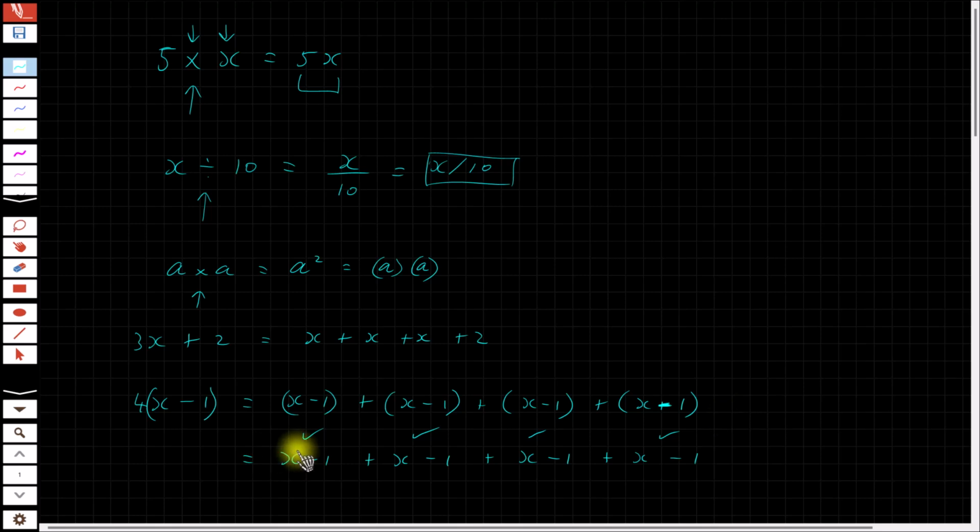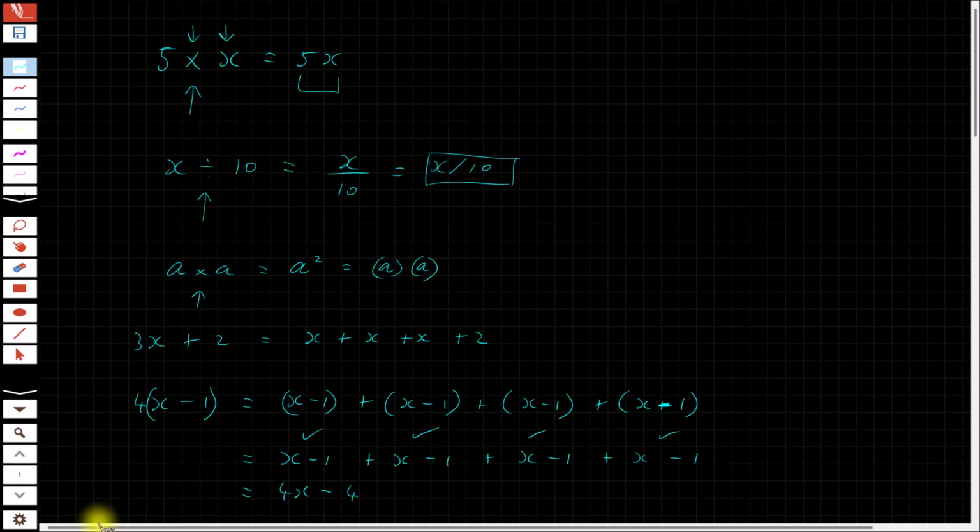Let's now group like terms. So we have how many x's? They're all positive. So we have 1, 2, 3, 4. 4x, and let's group the numbers. We have all negative numbers and they're all 1, and we have 4 of them, 1, 2, 3, 4. So if we add all those numbers up, we get negative 4. And 4x minus 4 is equal to 4 times, in brackets, x minus 1.